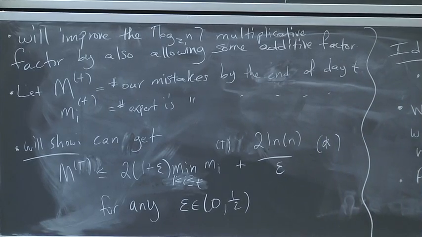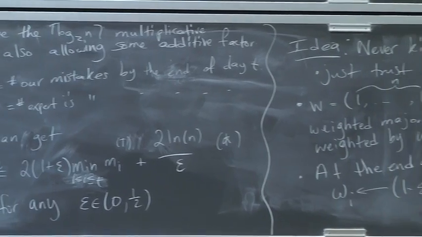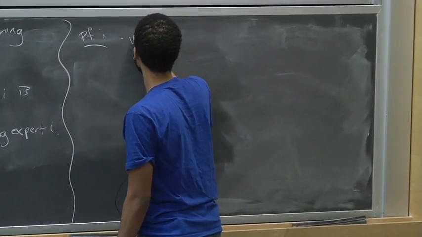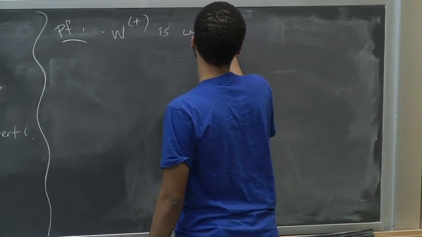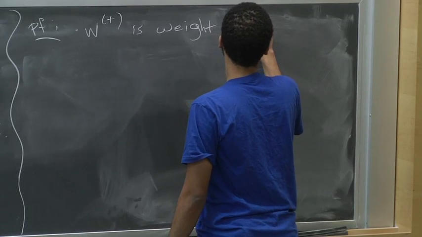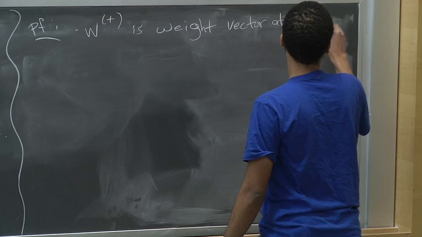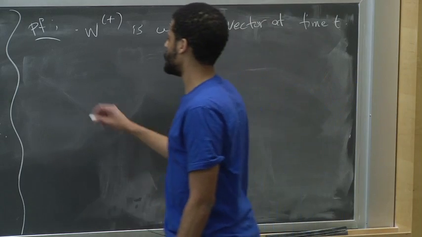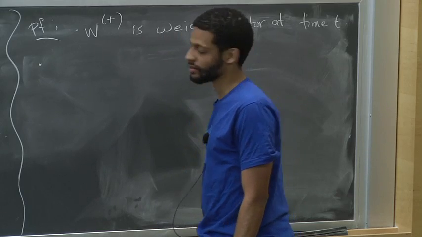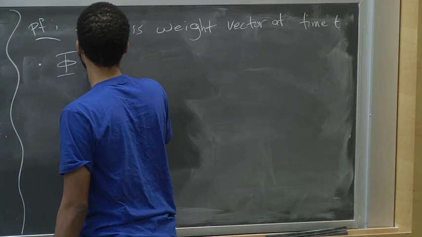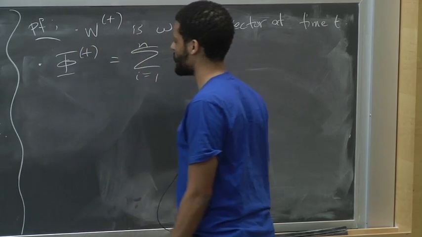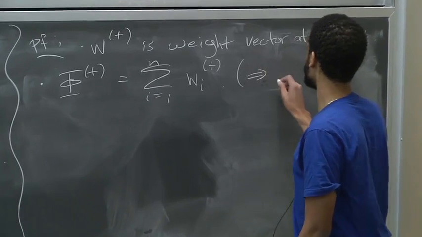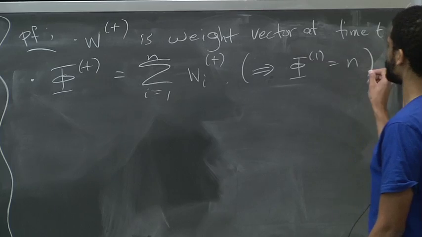Good. So let's prove it. Actually, let me introduce some new notation. Let w_t be the weight vector at time t, at the beginning of day t. And I'm going to define a potential function. Phi of t is going to be the sum over all i from 1 to n, over all experts, of their weights. So in particular, on day 1, the potential is n.